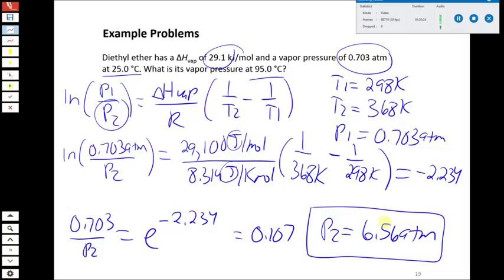Next time, we'll see one other application of this equation related to boiling point, and then we'll move on to the very last topics that we'll cover in this course.